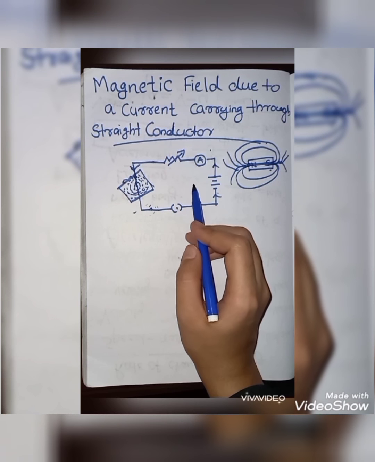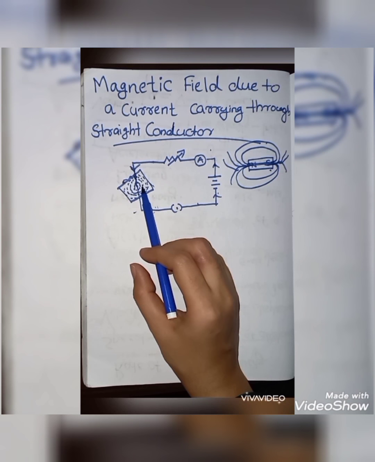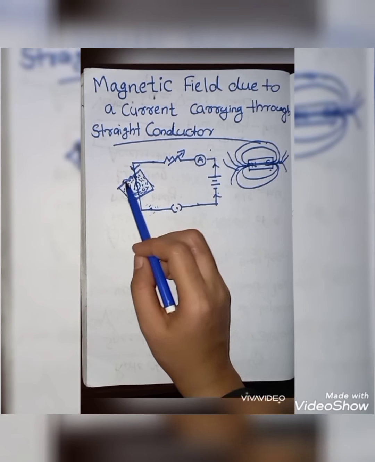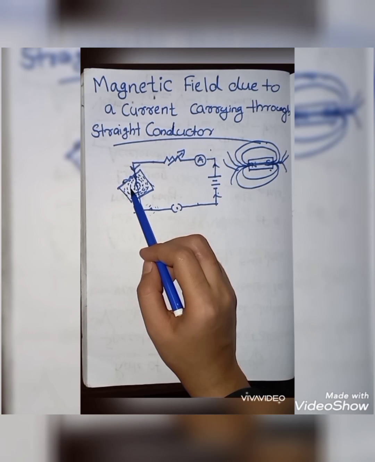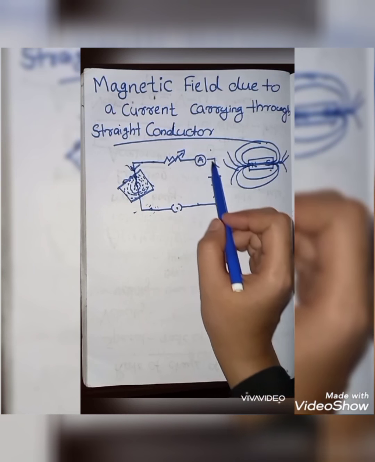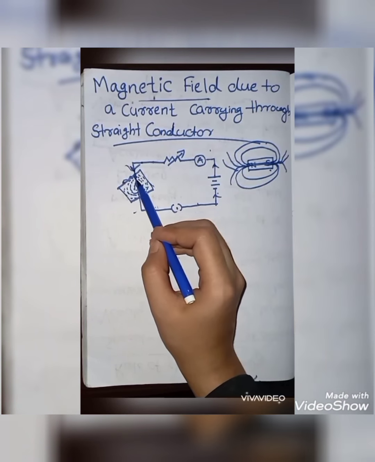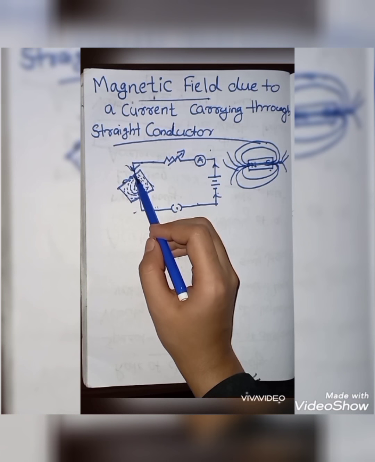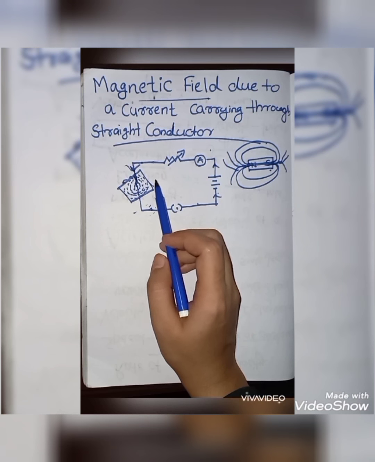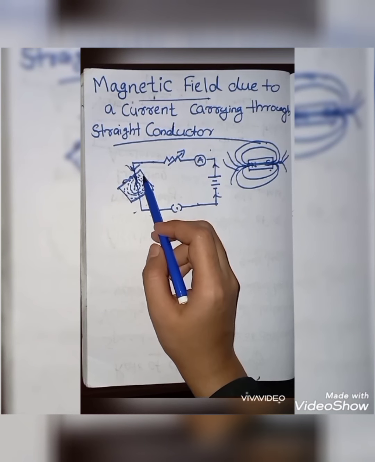Hope you understand this all. Then we can find the direction of this magnetic field. I already told you this magnetic field has a direction, and when current passes through this, the magnetic field is a vector quantity. So here also this magnetic field has a direction. Then how can we find the direction of this magnetic field?